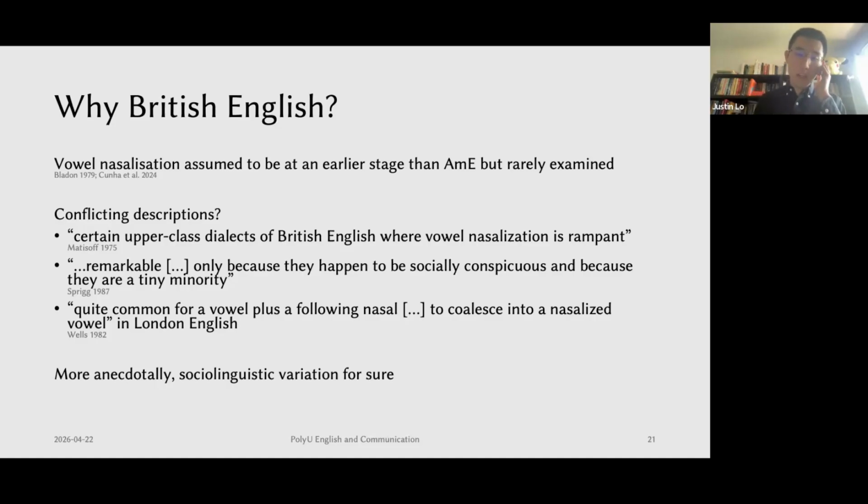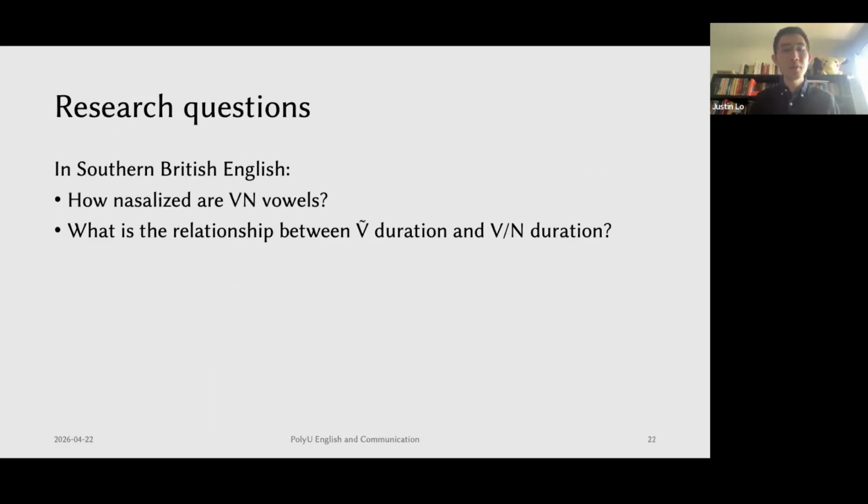Although anecdotally, we know that there is quite a bit of sociolinguistic variation across different classes, across different regions, and across different accents. So part of me doing this work is trying to add a little bit of evidence to say, okay, we think that British English doesn't really do nasal co-articulation. Do we actually have evidence for it?